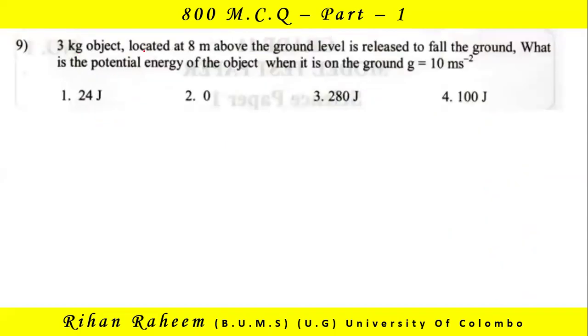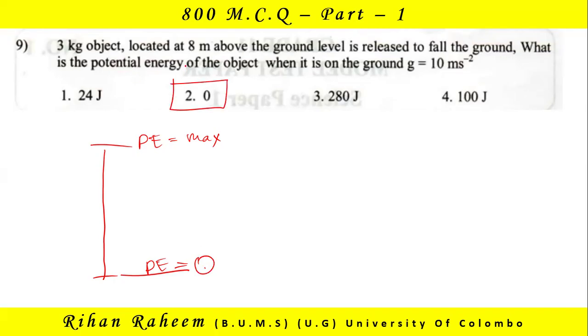Question number 9. A 3 kilogram object located 8 meters above the ground level is released to fall to the ground. What is the potential energy of the object when it is on the ground? Obviously, when it is raised up, there is potential energy. Potential energy will be maximum. When it reaches the ground, the height is zero, so the potential energy will be zero. So here, no calculation. To confuse you, they have given all the data. Here they have asked, what is the potential energy of the object when it is on the ground? Zero, no calculation needed.